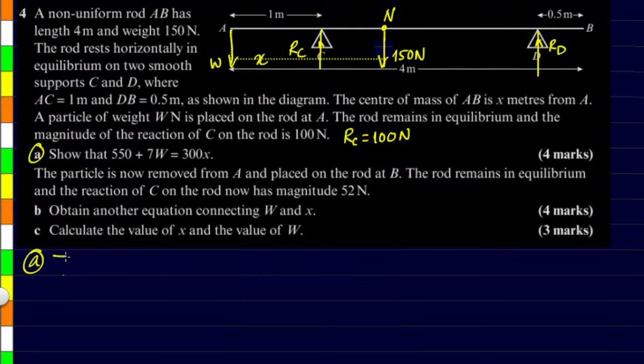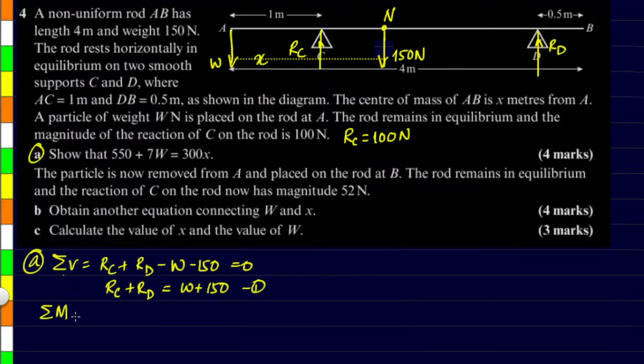Let's go with sigma V. RC upwards, RD upwards, minus W minus 150 is equal to 0. So RC plus RD equals W plus 150, equation 1.